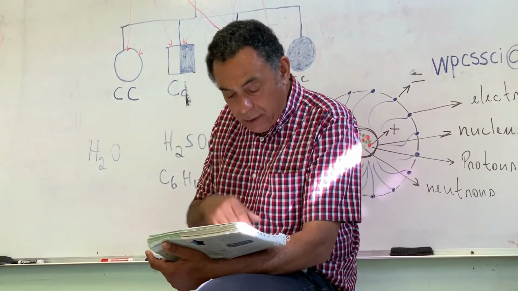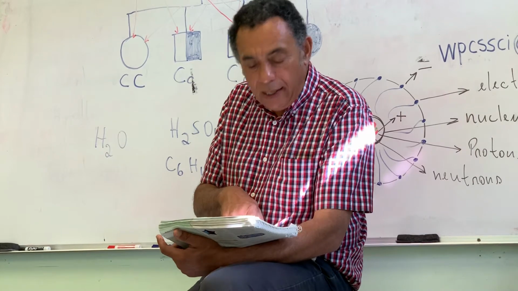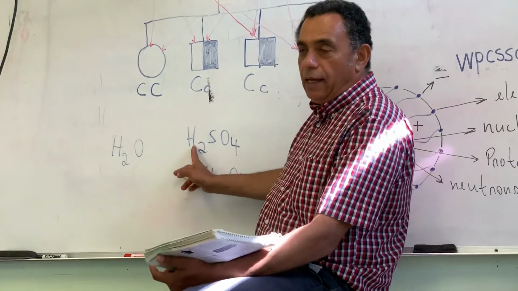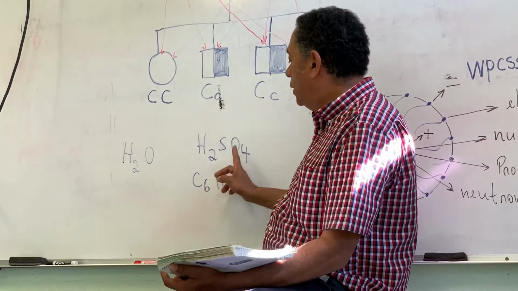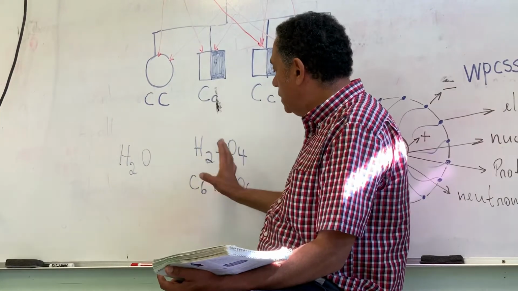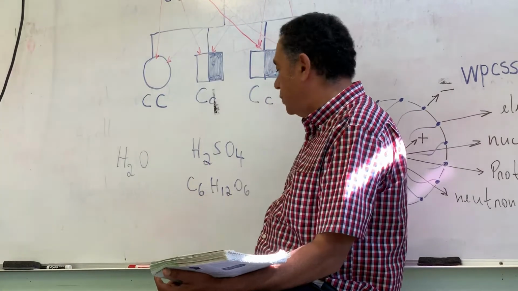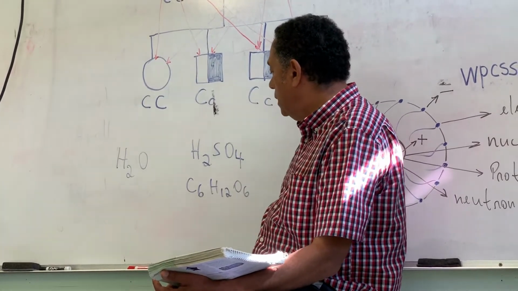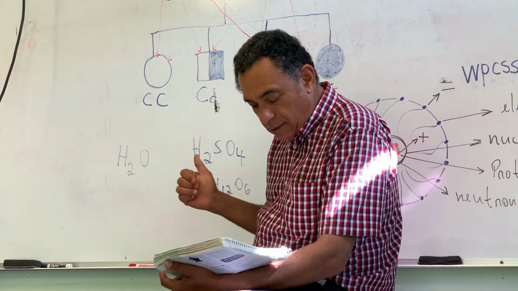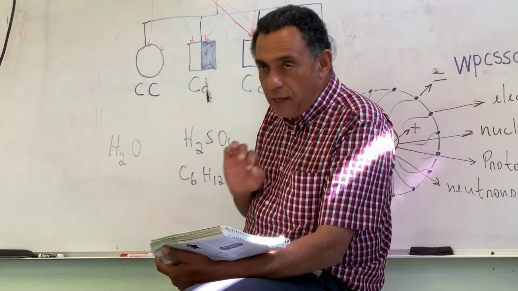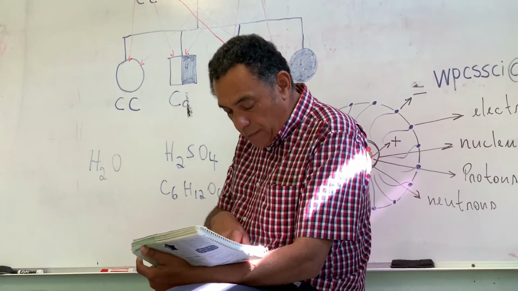But we're getting further on and we're going to see H2SO4, sulfuric acid. You see H, you know that H is hydrogen. S, you know, is sulfur. O is oxygen. All these elements together, two atoms of hydrogen, one of sulfur, and four of oxygen, make sulfuric acid. Sulfuric acid is a very, very strong acid.